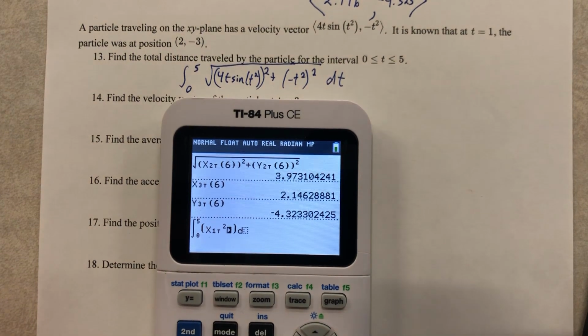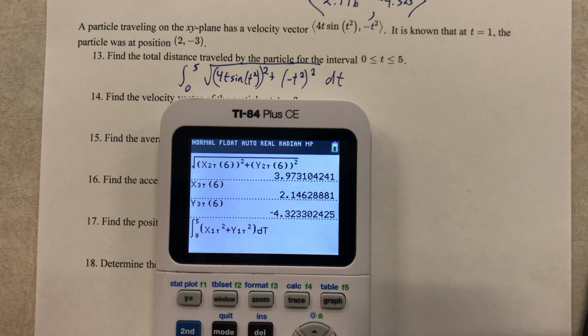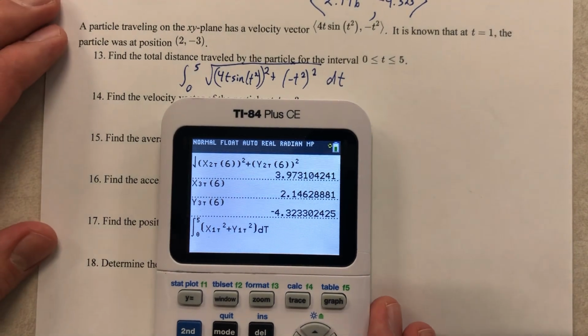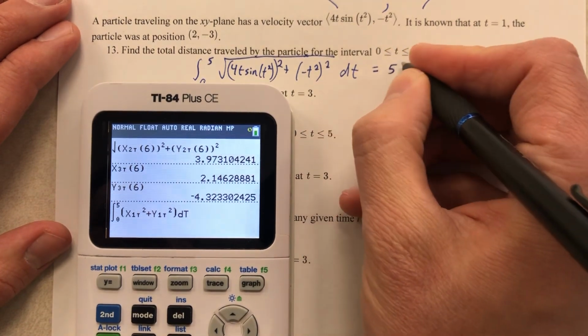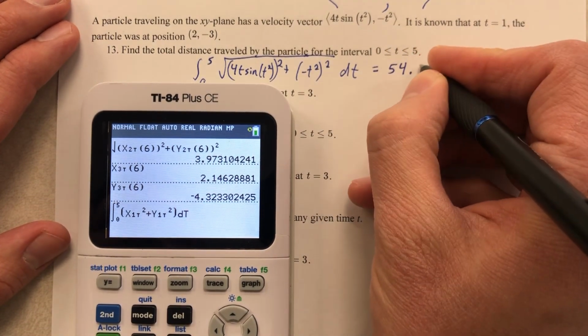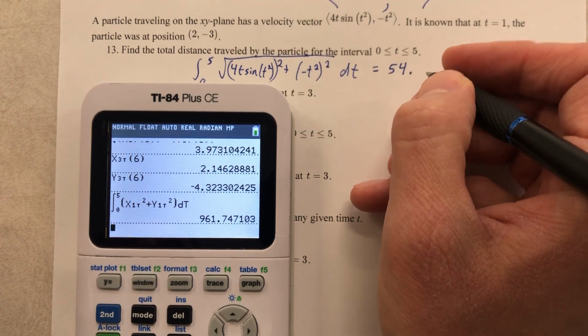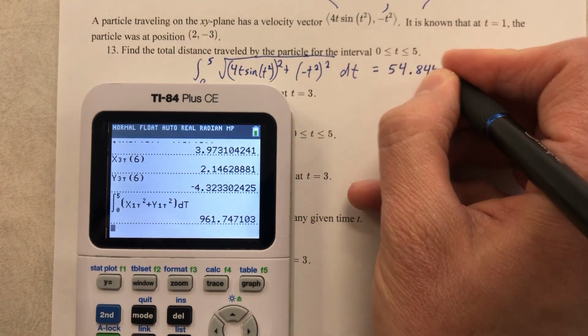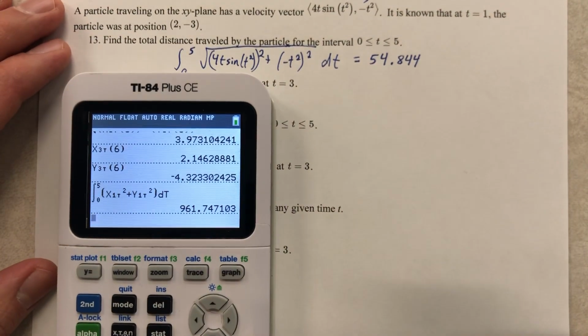x1 squared plus y1 squared. What would we have done before calculators? I predict it's going to be 54 point, hold on, let me think. Whoa. I left my square root off. Okay, here's the answer.